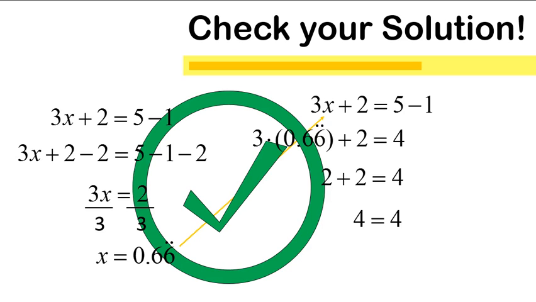So the solution to the equation is x is equal to 2/3, or in other words, x is equal to 0.6 repeated.